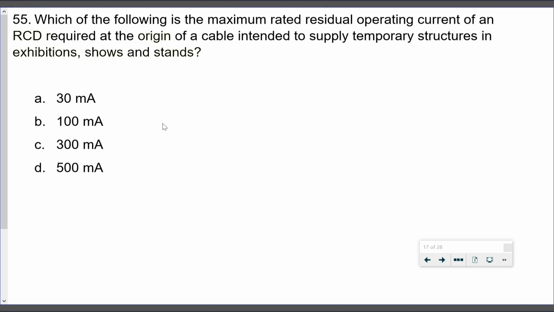Question 55. Which of the following is the maximum rated residual operating current of an RCD required at the origin of a cable intended to supply temporary structures in exhibitions, shows and stands? So we're going to look at exhibitions, shows and stands, and we're going to look at the protective requirements at the origin of the supply.